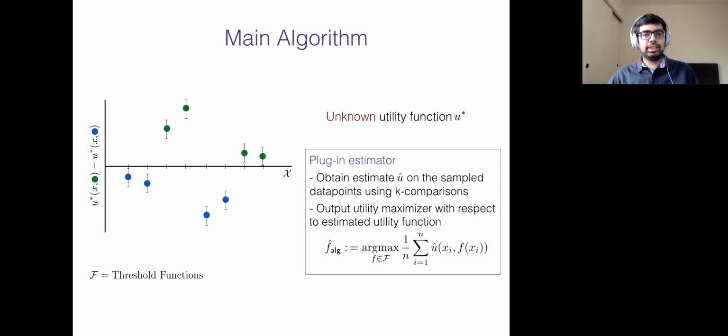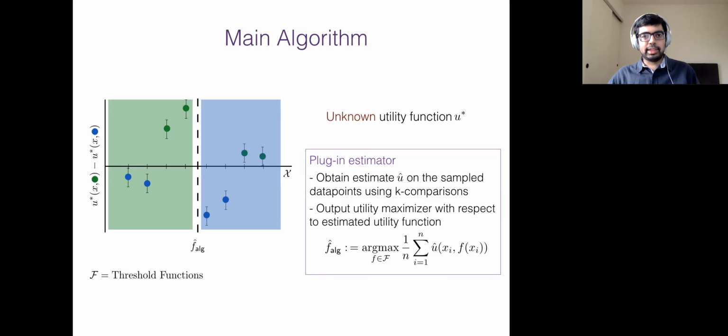Instead, our algorithm consists of a two-step plug-in estimator. In the first step, this estimator obtains estimates u hat of the utility on the sample data points by interacting with the k-comparison oracles. The vertical bars on the data points reflect this estimation error. In the next step, the learner simply outputs the empirical maximizer with respect to these estimated utilities. In the plot, this is shown by the threshold function f hat alg. Given this procedure, I will now explain in detail how the first step, that of estimating the utilities, works.